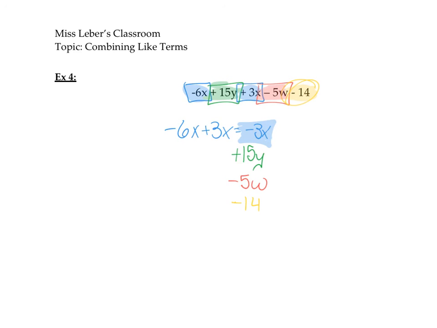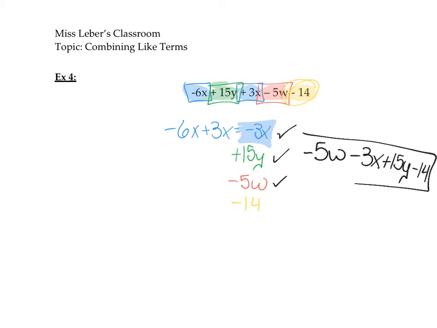So if I'm going to write out my simplified expression, ideally things are going to be in alphabetical order. So I've got my minus 5w, got that one. I've got my minus 3x, I've got that one. I've got my plus 15y, yep, and then I have my minus 14. Bingo, bango, bongo. How'd you do?